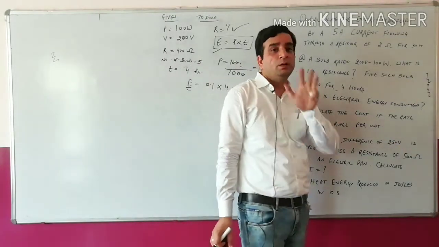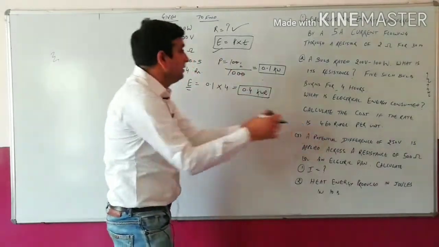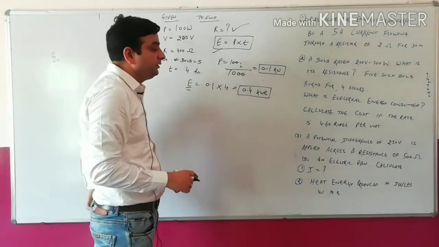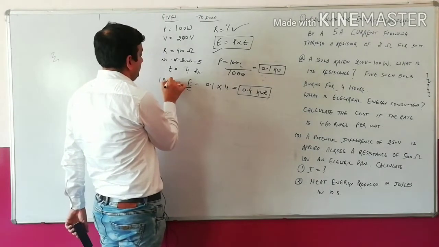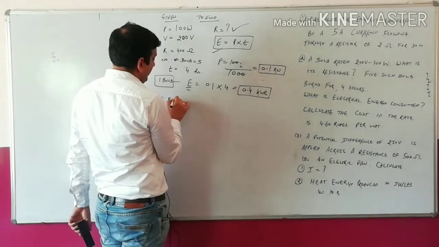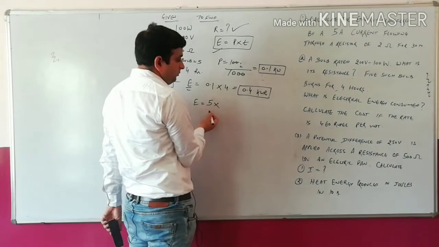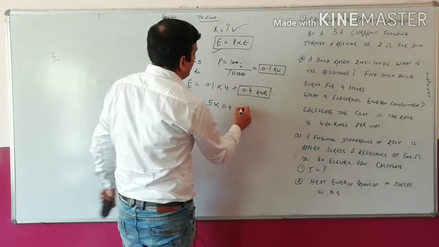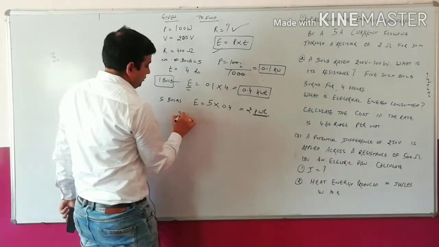But read it here. How many bulbs? 5. But here what we have? तो यहाँ पे हमारे पास कितने बल्ब हैं? ये हमने एक बल्ब के लिए कैलकुलेट किया. Energy is equal to 0.1 into 4, 0.4 kilowatt hour. So how many bulbs? This is for one bulb. How many bulbs we have? 5 bulbs. So energy consumed by 5 bulbs will be equal to 5 multiplied by 0.4. It will be 2 kilowatt hour.